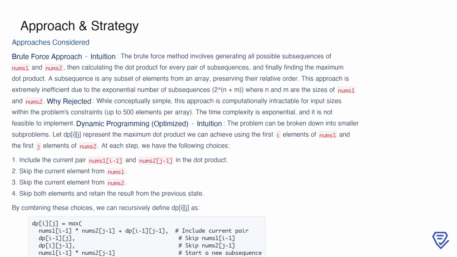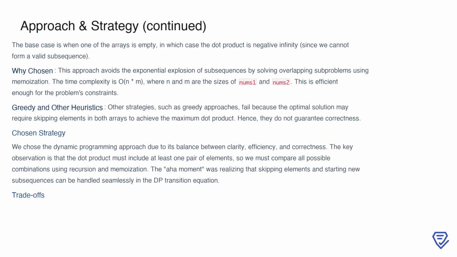These choices allow us to recursively define our DP transition equation. The dynamic programming approach relies on well-defined base cases. For example, if one of the arrays is empty, it is impossible to form a valid subsequence, so the dot product defaults to negative infinity. This ensures the solution adheres to the problem constraints.